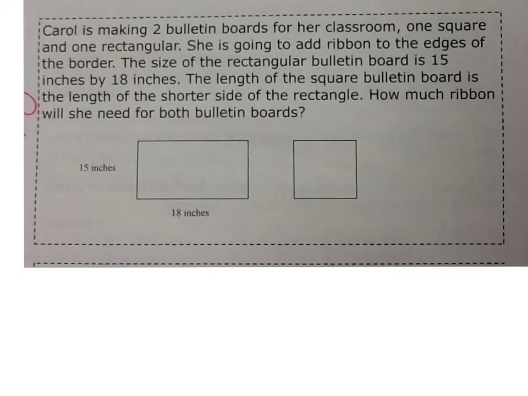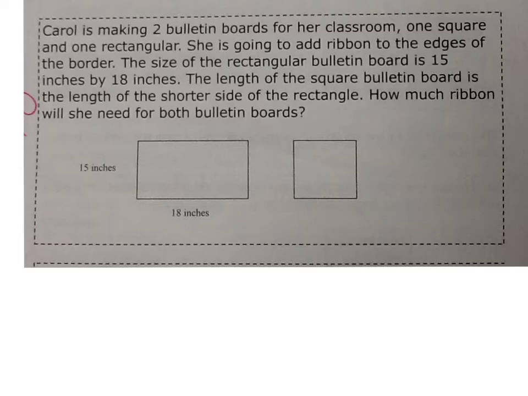Now we're going to look at a problem that you need to use perimeter to solve. This problem says, Carol is making 2 bulletin boards for her classroom, one square and one rectangular. She is going to add ribbon to the edges of the border. The size of the rectangular bulletin board is 15 inches by 18 inches. The length of the square bulletin board is the length of the shorter side of the rectangle. How much ribbon will she need for both bulletin boards?